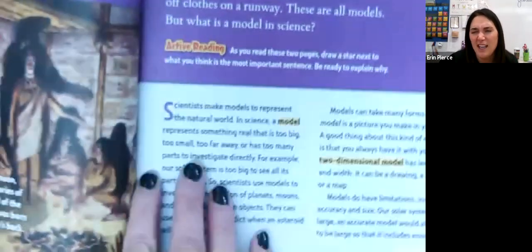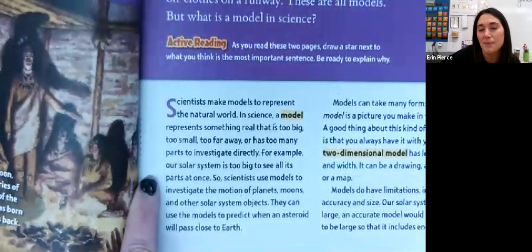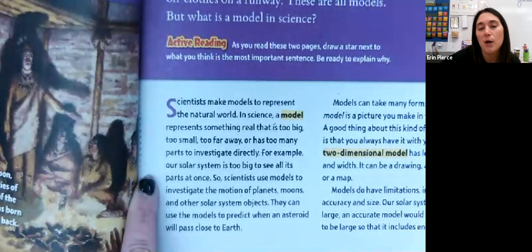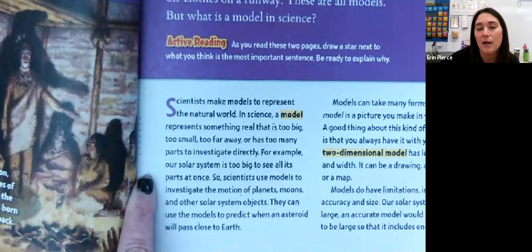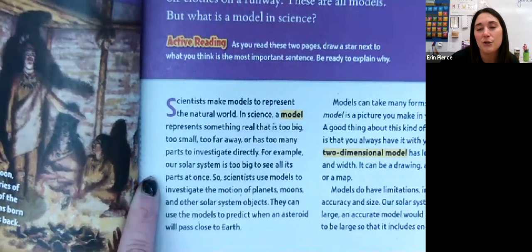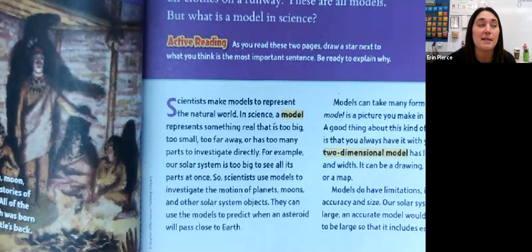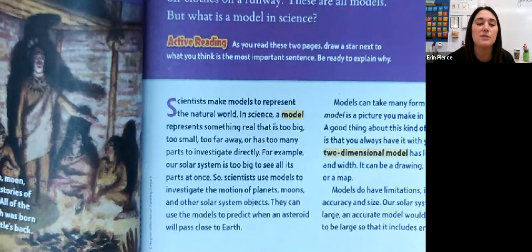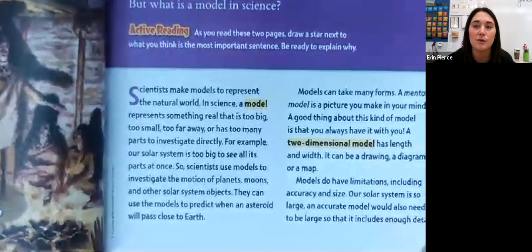Scientists make models to represent the natural world. In science, a model represents something real that is too big, too small, too far away, or has too many parts to investigate directly. For example, our solar system is too big to see all of its parts at once. So scientists use models to investigate the motion of planets, moons, and other solar system objects. They can use the models to predict when an asteroid will pass close to Earth.